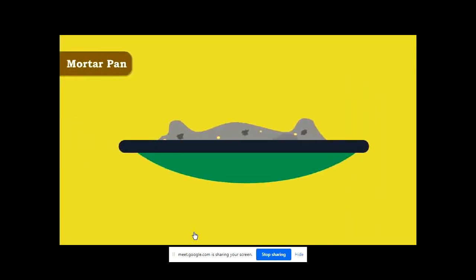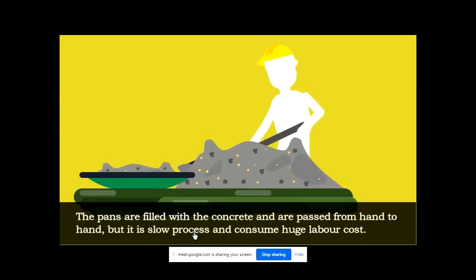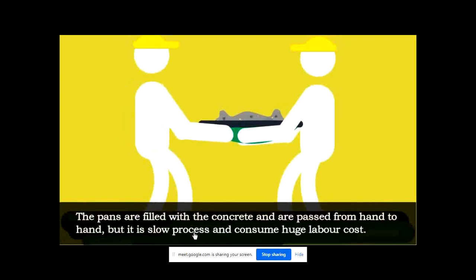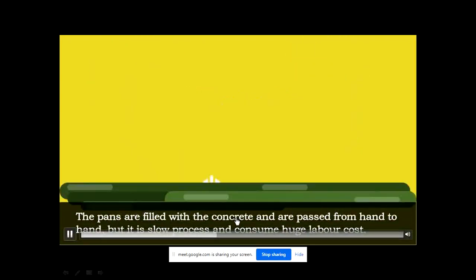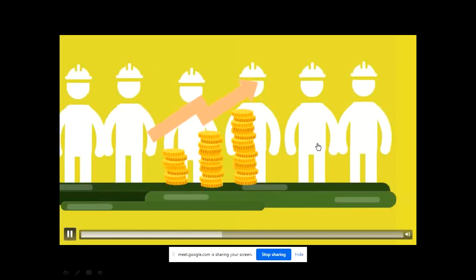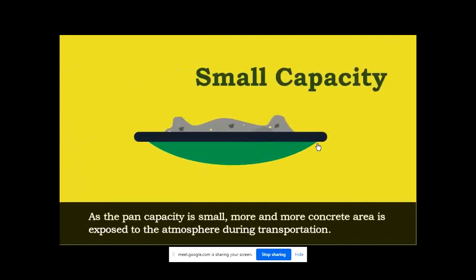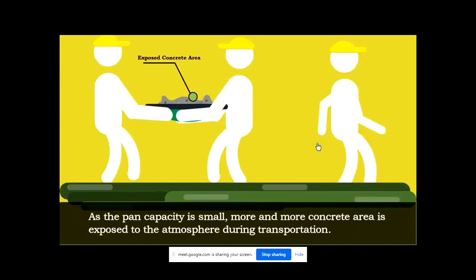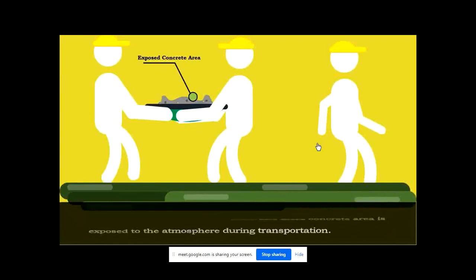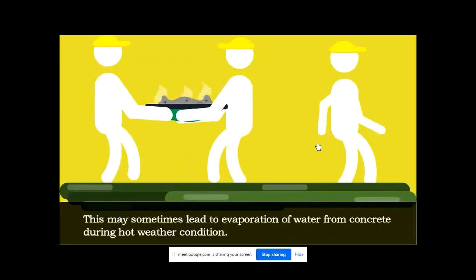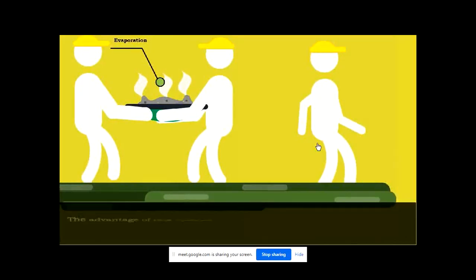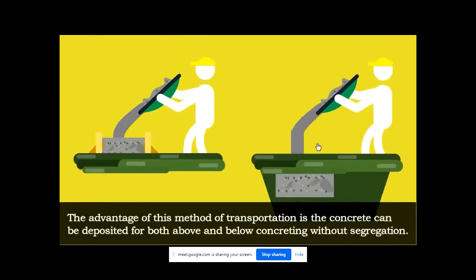Mortar pan. This is a common method of transporting concrete. The pans are filled with the concrete and are passed from hand to hand, but it is a slow process and consumes huge labor cost. As the pan capacity is small, more and more concrete area is exposed to the atmosphere during transportation. This may sometimes lead to evaporation of water from concrete during hot weather conditions. The advantage of this method of transportation is that the concrete can be deposited for both above and below concreting without segregation.